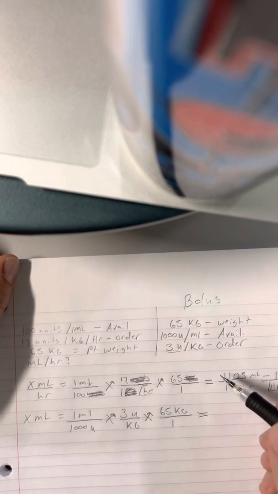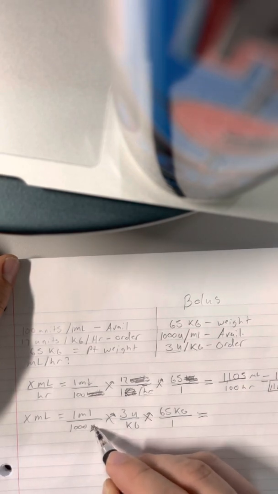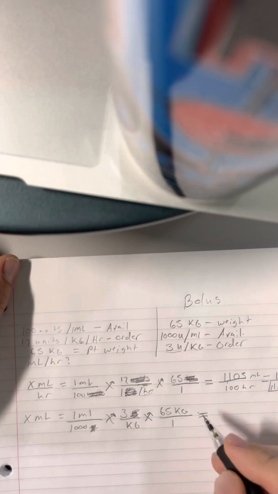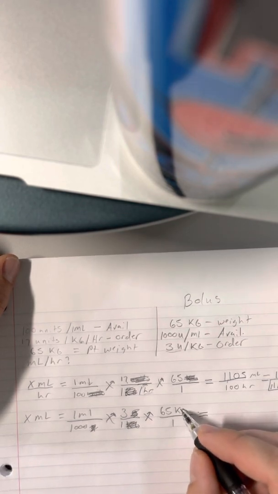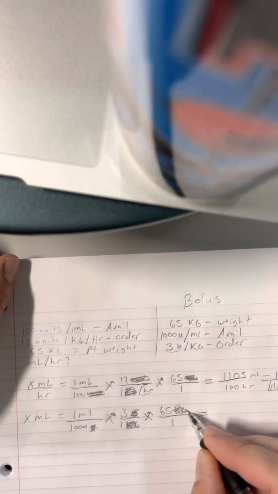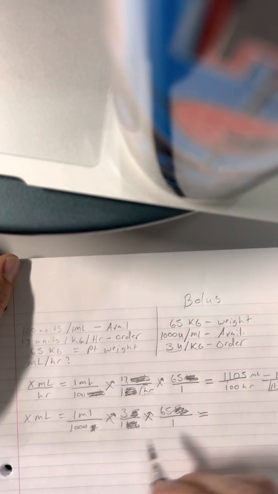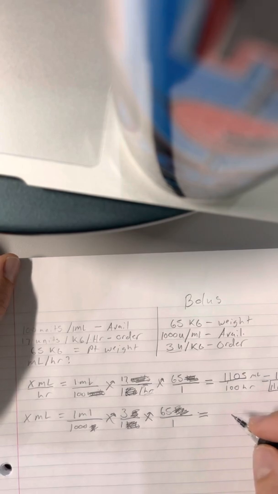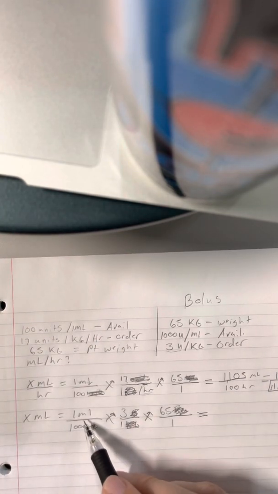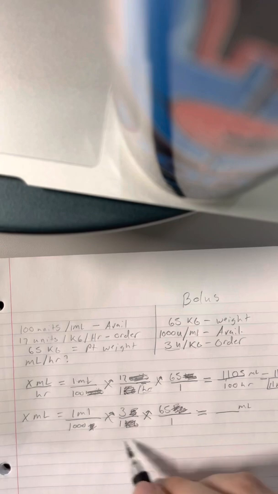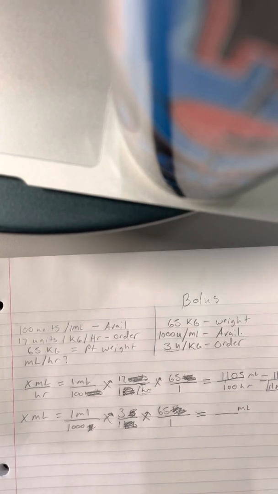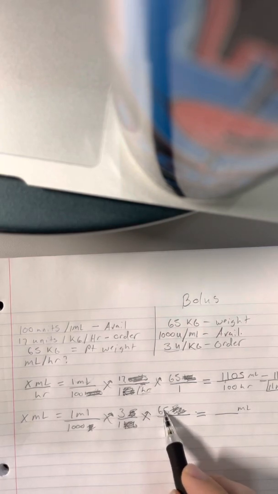Alright, so let's go ahead and get rid of the units that we don't need. So we don't need the units right here. We don't need the units right here. We got 1 kilogram. We're going to go ahead and get rid of that kilogram. So we need to multiply. This is going to end up being ml. Let's go ahead and get that out there. And then this is just going to be a whole number. So 3 times 65. It's 195.